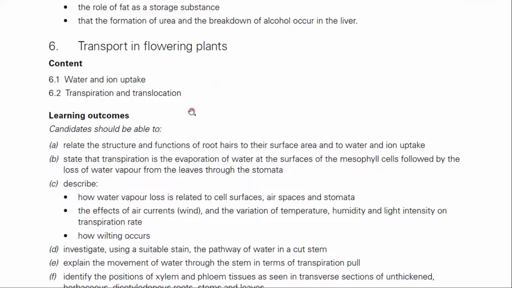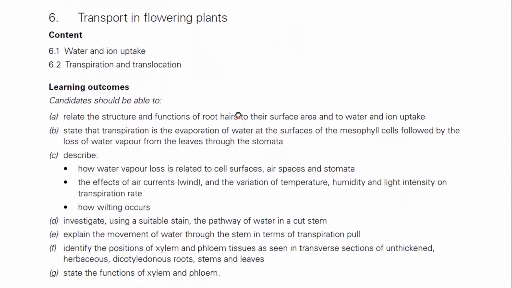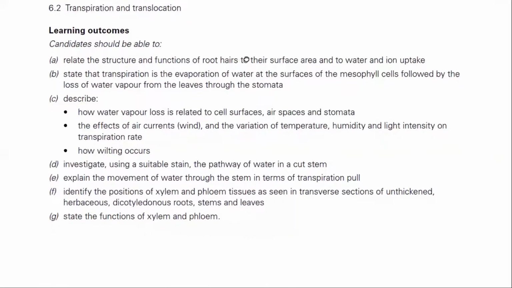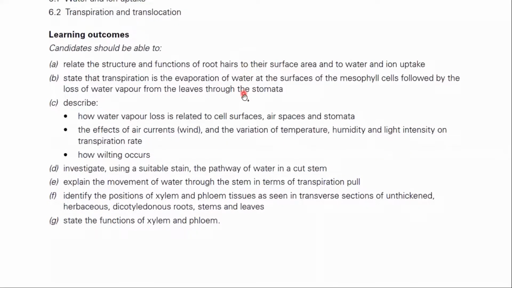We will also be discussing the two main processes in transportation in flowering plants, the first is transpiration and the other is translocation. When we talk about transpiration, of course, there would be various factors, just like the factors affecting photosynthesis. Same is the case over here. There would be some factors affecting transpiration too, such as wind, temperature, humidity, and light intensity.